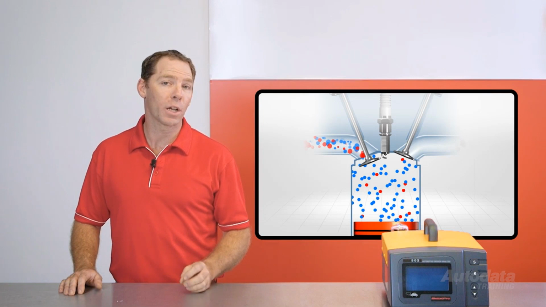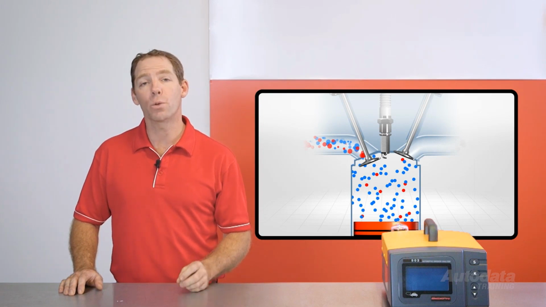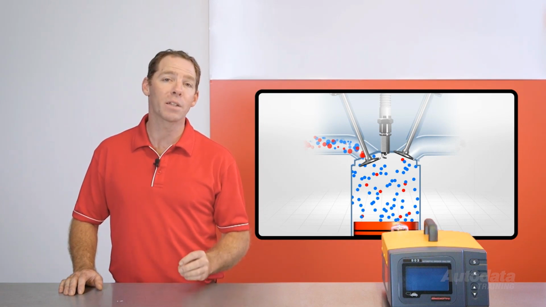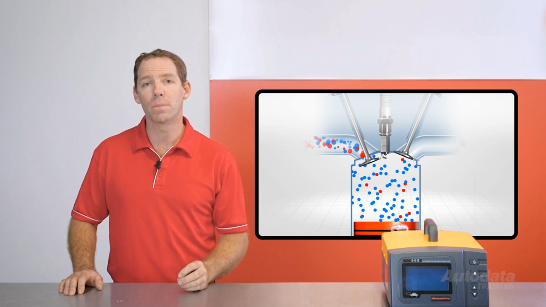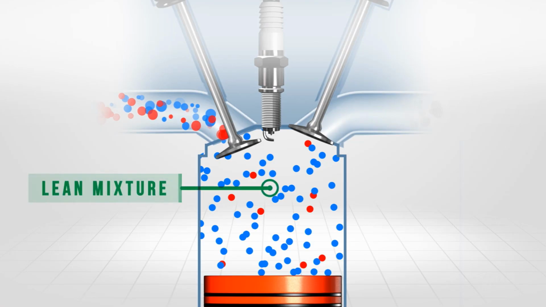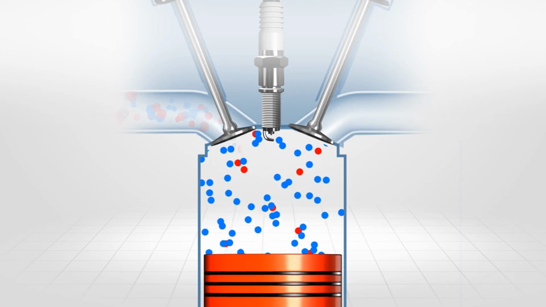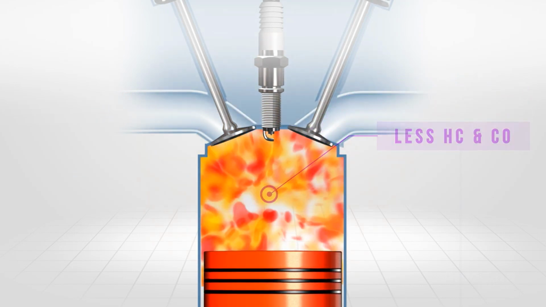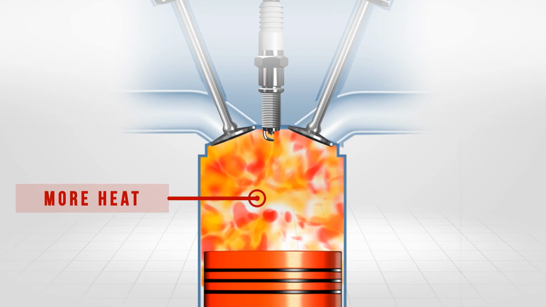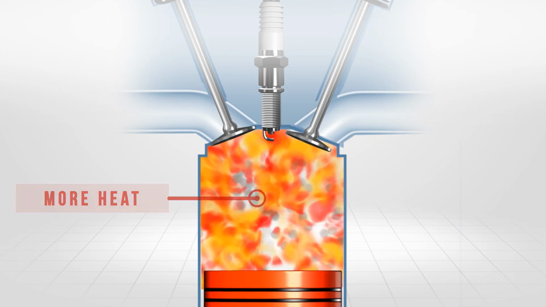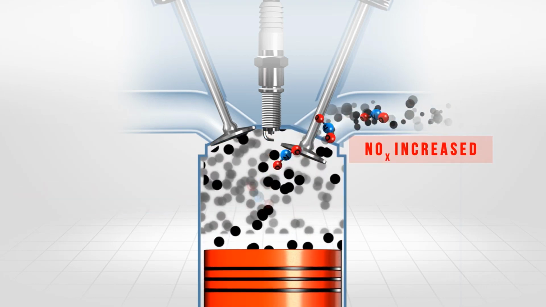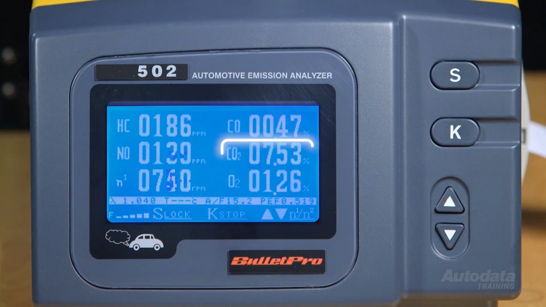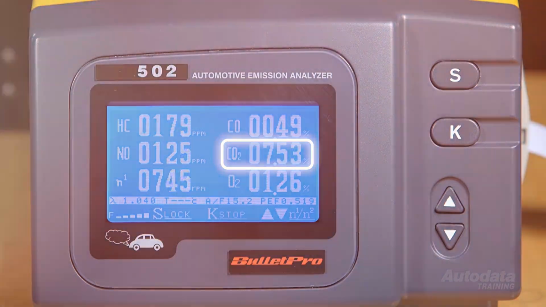There's a very close relationship between the different exhaust emissions produced by a gasoline-fueled internal combustion engine. A lean mixture produces less hydrocarbon and carbon monoxide due to the higher air-fuel ratios, but lean mixtures create more heat within the combustion chamber, meaning NOx levels are increased. If we look at the CO2 levels for a lean engine, they will also be much lower than ideal.